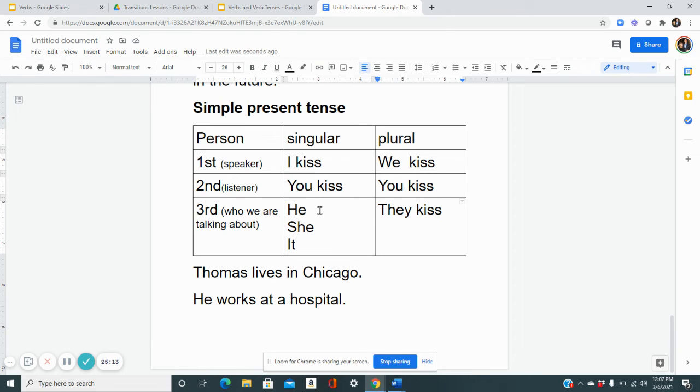So if you have a verb that ends in an S, then we're going to add an ES. He kisses, she kisses, it kisses. So in the third person singular, we're either going to add an S or an ES. And I will tell you those spelling words another time.